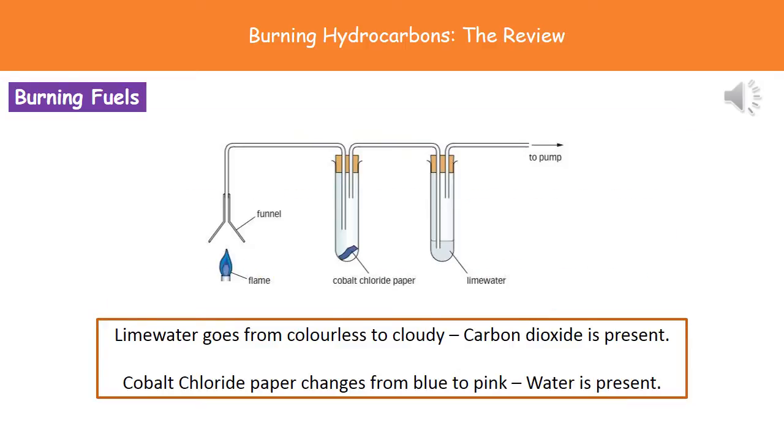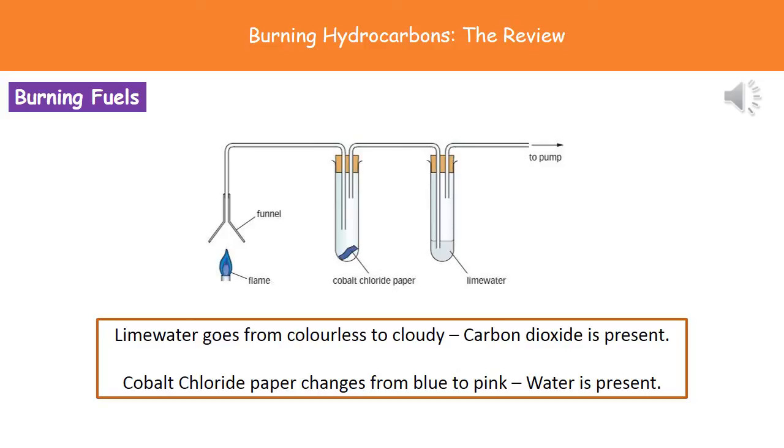In class, hopefully you saw a little demonstration about how we can test the products of complete combustion to prove we are making carbon dioxide and water. So in the diagram there, you can see the equipment setup that hopefully you've seen in class. On the left hand side, we've got our flame and a little funnel connected to a delivery tube that goes into our first test tube there, which has got cobalt chloride paper in it, and then into the second test tube, which has got some lime water in there.